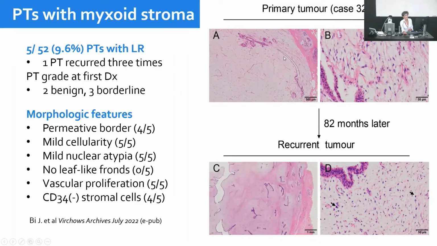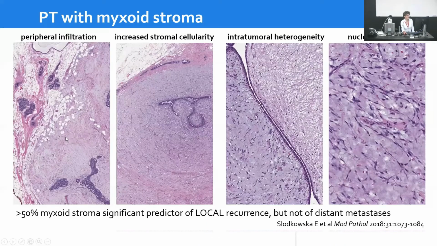You can see that the primary tumor looked very bland with very low cellularity. And it also still had a relatively low cellularity and low cytologic atypia, even in the recurrence. But this feature, the myxoid stroma, I found, and I'm going to show you a case, is also associated with frequent recurrences. And so I think we have to identify these phyllodes tumors that have a more myxoid looking stroma.